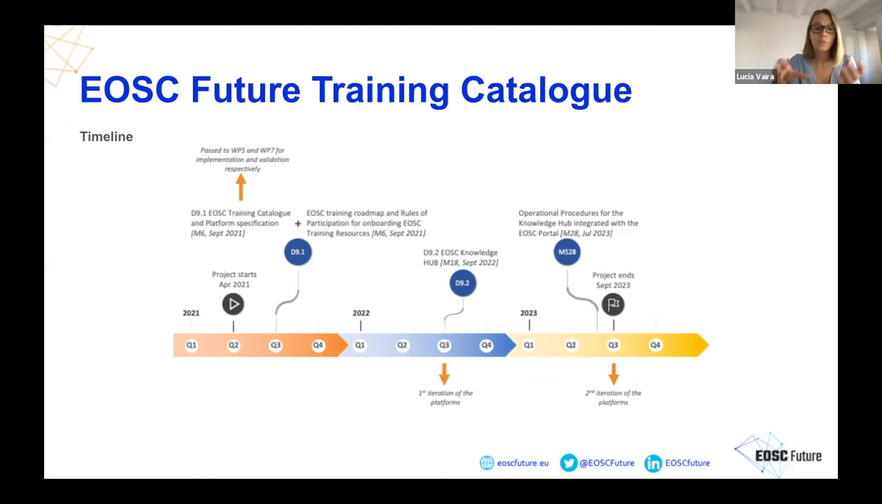And we would like to have this continuous timeline, this continuous monitoring process, in order to co-design and co-create this training catalogue with an agile process, with the first and second iteration of the platform. I think that's all from my side. Thank you. Thanks a lot.